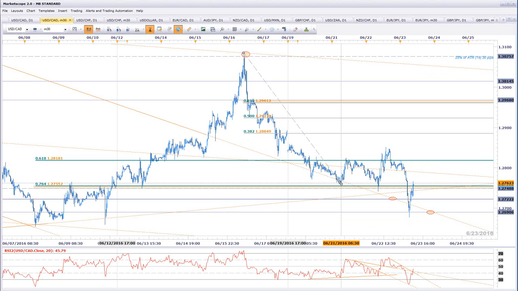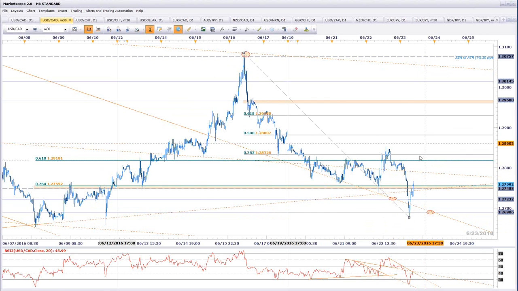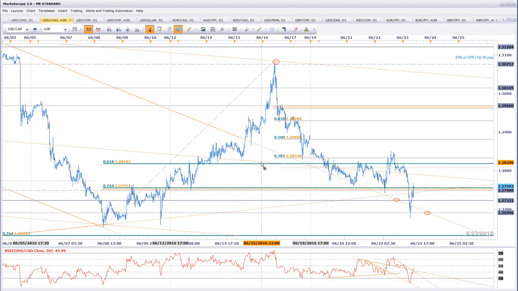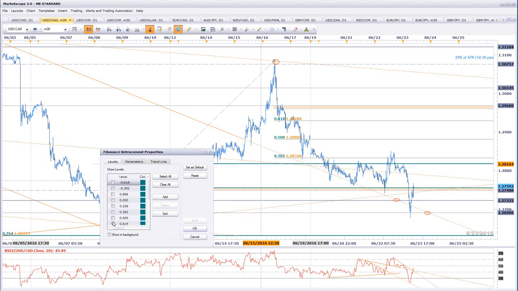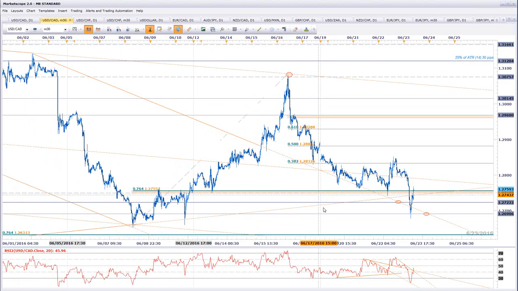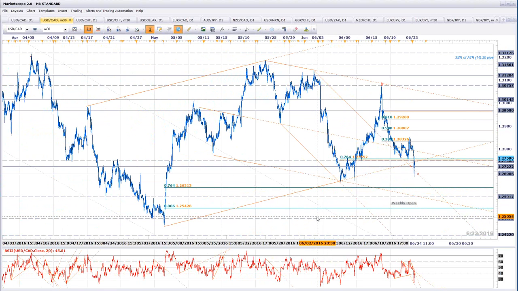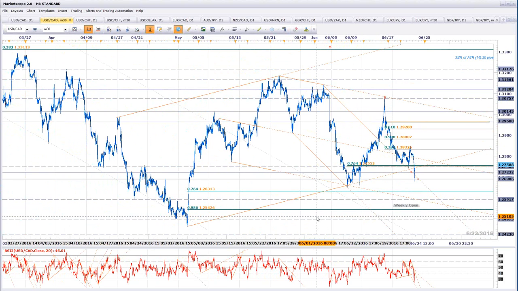And let's take this retracement down to the new low. I want to go ahead and get rid of this 618 at this point. Okay, feel free to take a snapshot of this chart again if you need it for future reference on dollar CAD.